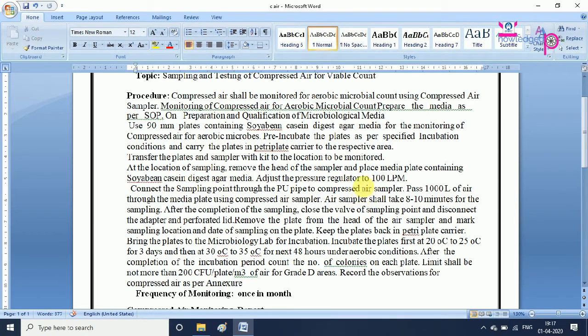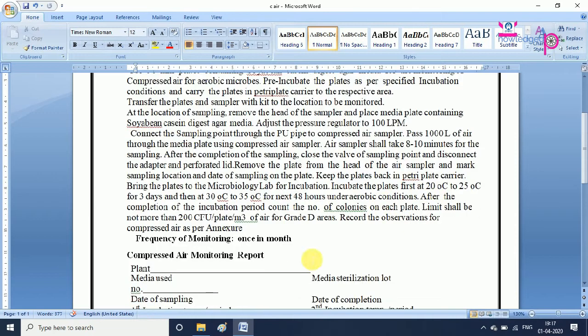Adjust the pressure regulator to 100 lpm. We have to adjust the pressure of that sampler to 100 liters per minute. Connect the sampling point through the PU pipe to the compressed air sampler. After connecting the pipe to the sampler, pass 1000 liters of air through the media plate using the compressed air sampler. The air sampler shall take 8 to 10 minutes for the sampling. After 8 to 10 minutes, complete the sampling.